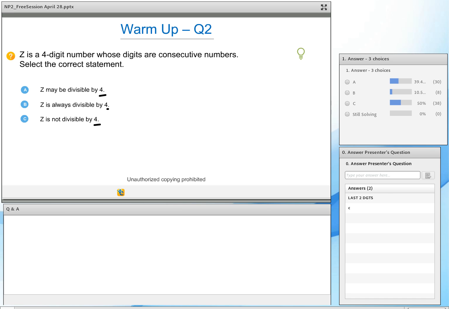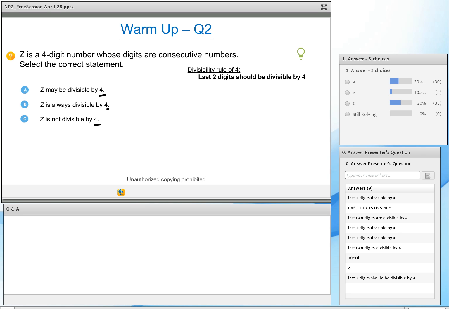Last two digits should be what? Last two digits should be divisible by 4. Absolutely right. That's the divisibility rule of 4. Now, how do I process this information? In the previous question, I was given the same thing, that the digits are consecutive numbers. But in the previous question, it was straightforward to assume the number x as the first digit and then basically take their sum.